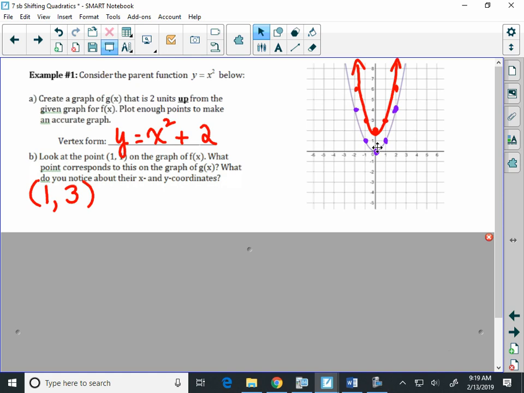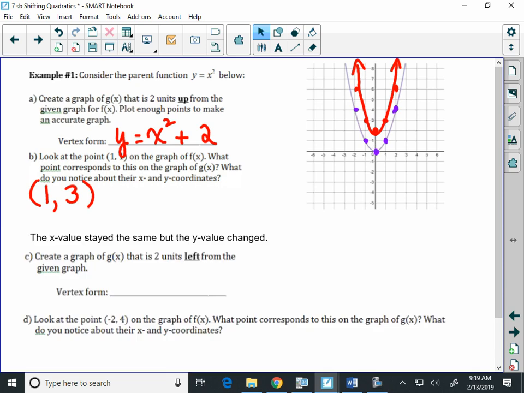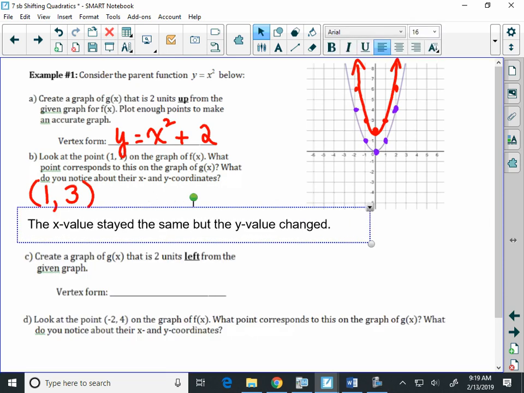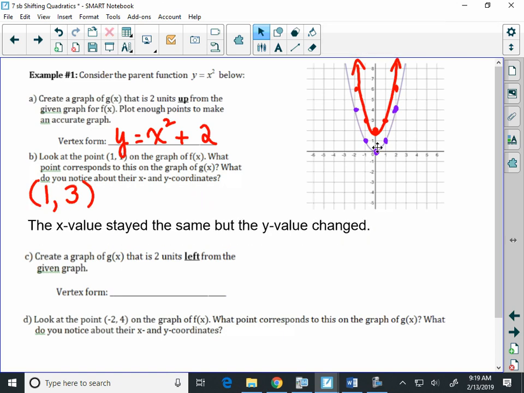And what's happening to our point here when we move it up? What do you notice about the x and y coordinates? Well, to save a little bit of time, I typed in the answer to that. If you compare, the x values are both 1s. But in our original point, the y value was 1, and now the y value is 3. And what happens is that the x value stays the same, and the y value changes. Give you a minute to write that down.